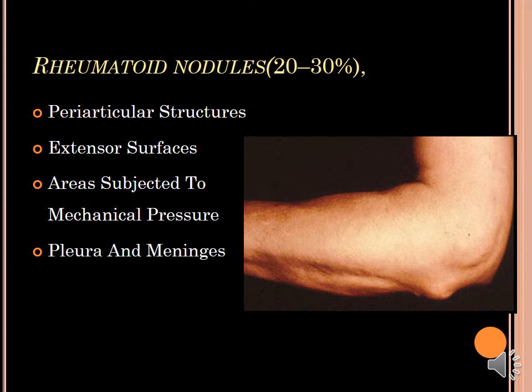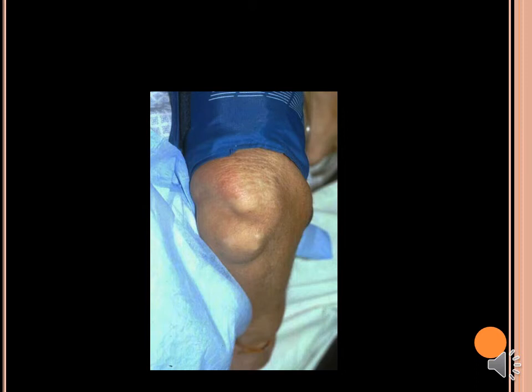Regarding rheumatoid nodules, which occur in 20 to 30% of the patients, these are periarticular structures which are commonly found on extensor surfaces in areas subjected to mechanical pressure. Rheumatoid nodules can also occur in pleura and meninges, and that can result in fits and secondary epilepsy as well. This is a photograph showing rheumatoid nodules on the knee joint.